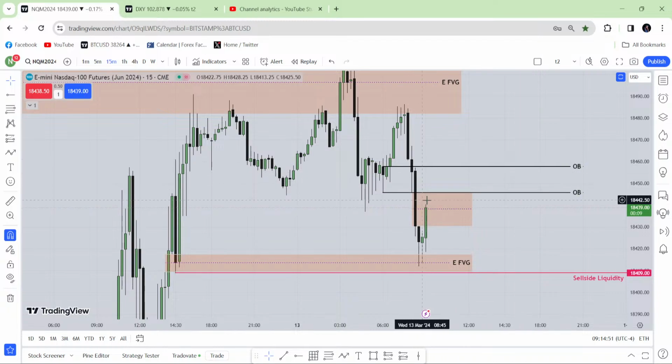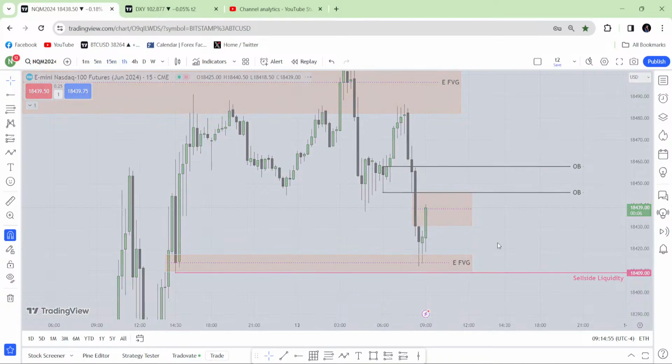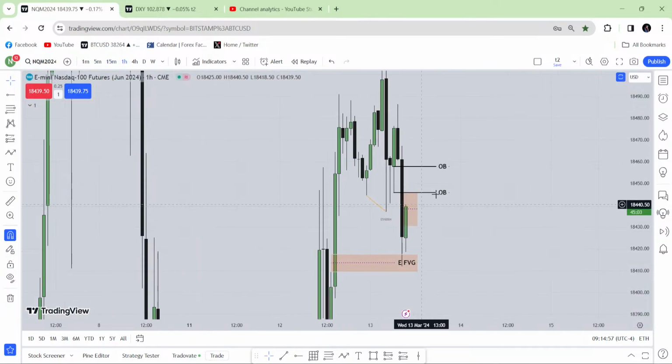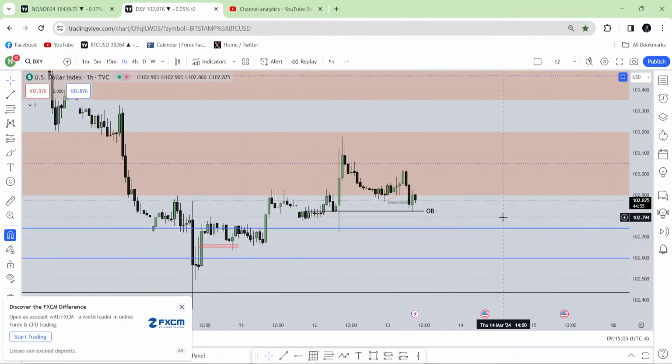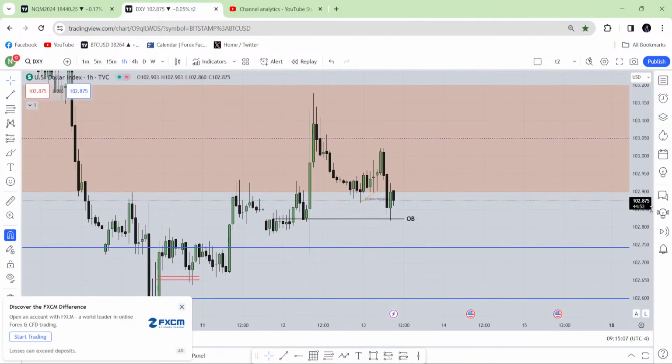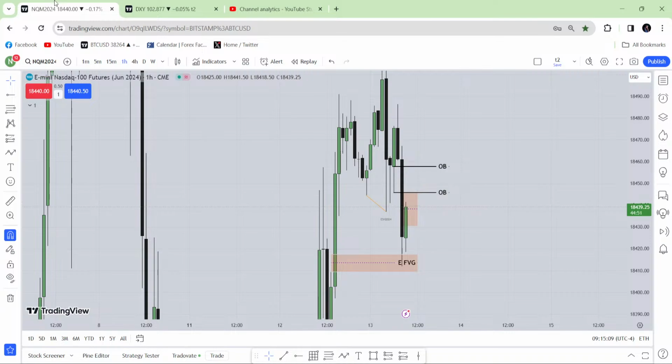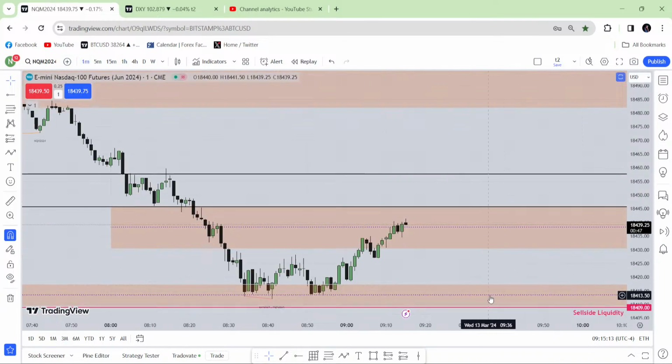You can just look for the fair value gap from the 15-minute chart, or maybe from the hourly chart if there is any. Still there is no fair value gap, but you can just wait, and if it makes a fair value gap on the hourly chart, it will tap over there and then it will fall. And as I explained over here, the dollar index should open higher. That's all for now.